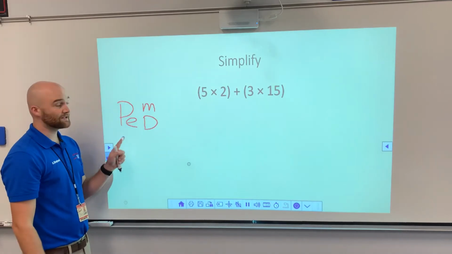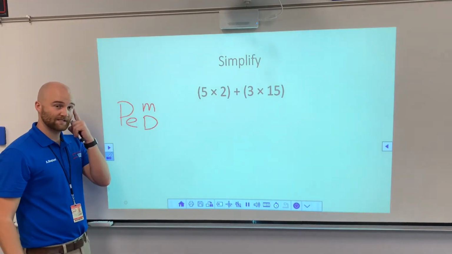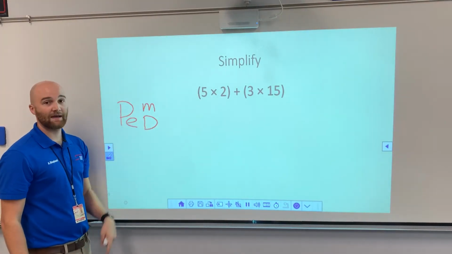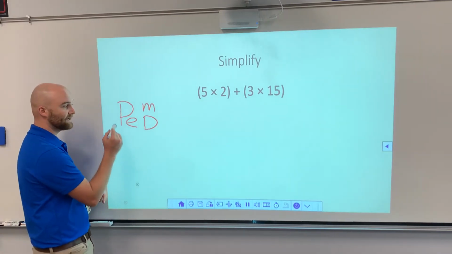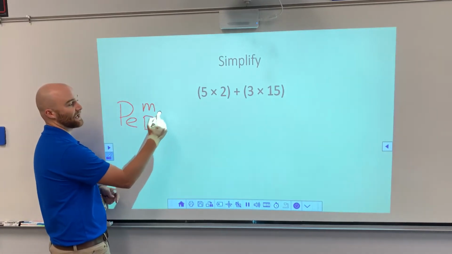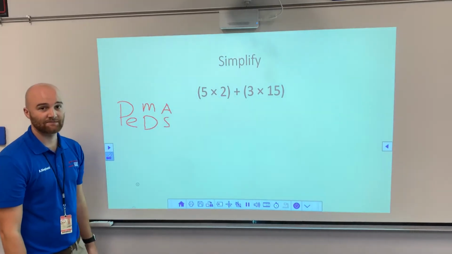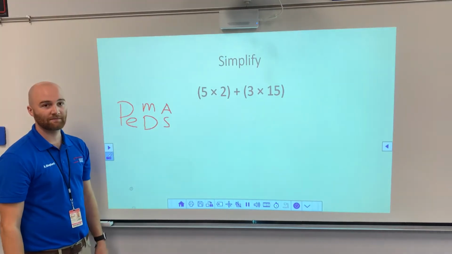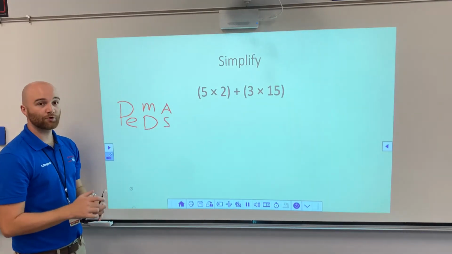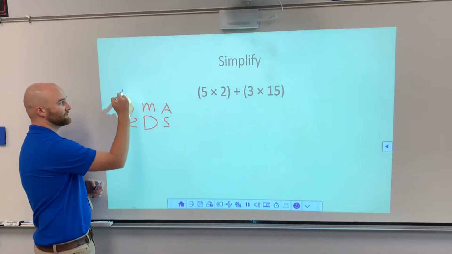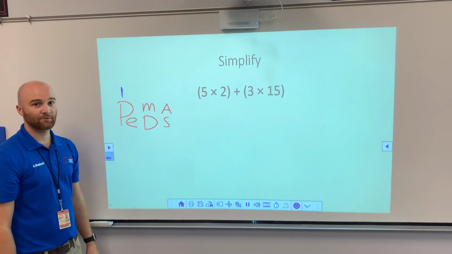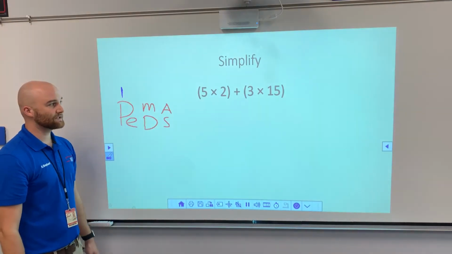The reason why I write it this weird way is to remind myself that multiplying and dividing happen at the same time. Then the next ones are A and S, adding and subtracting, and those happen at the same time too. So I'm going to stack those up on top of each other. This tells us what order we should complete things in. First, we should do all the things in the parentheses.